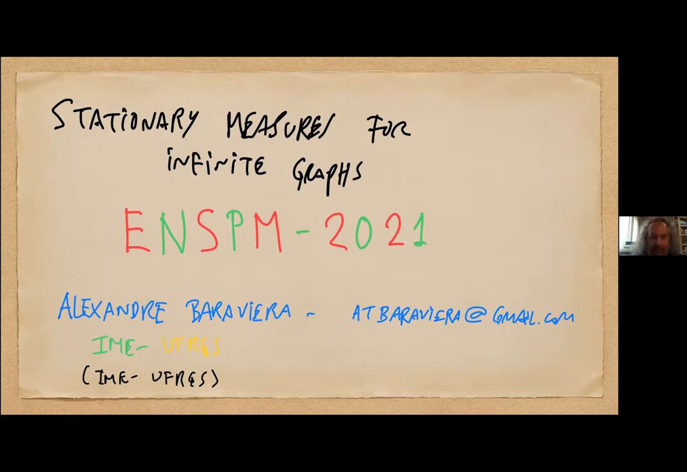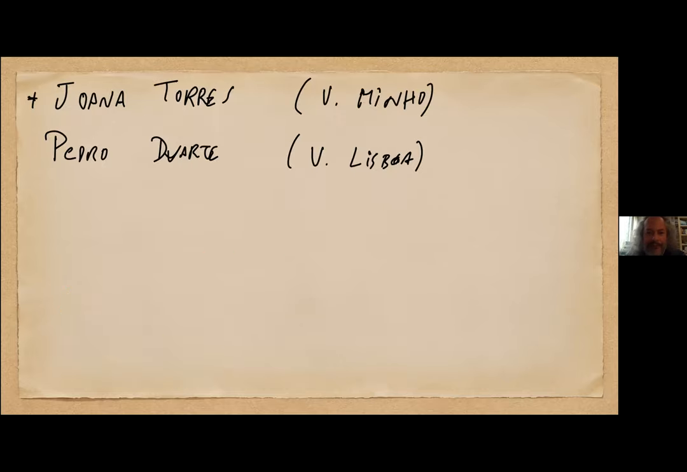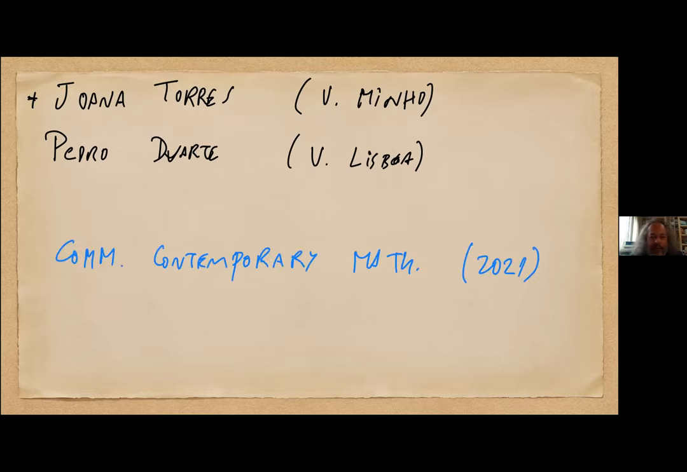So what I would like to tell you is joint work with my Portuguese friends, Joana Torres, that's here, and Pedro Duarte, Joana from Minho, and Pedro from Lisbon. We are really much more than colleagues. They are very nice friends. So it's a pleasure to tell something we are doing with Portuguese colleagues in this event. This work is already published in Communications in Contemporary Mathematics. So if you want more details, you can just go through the paper.